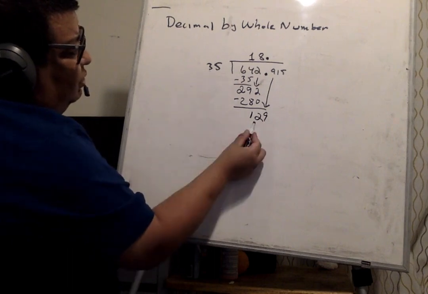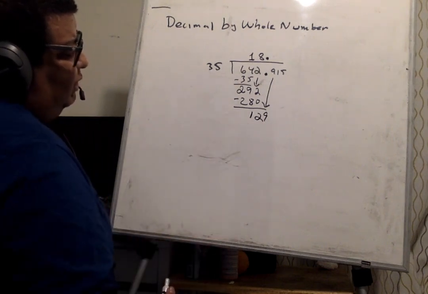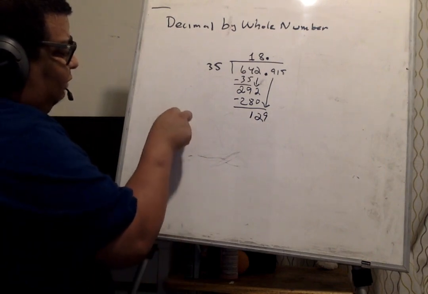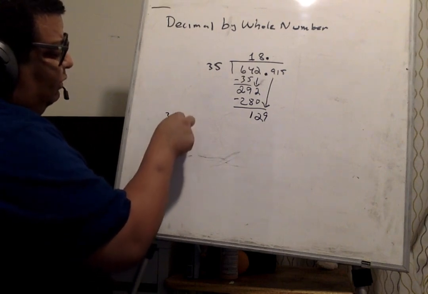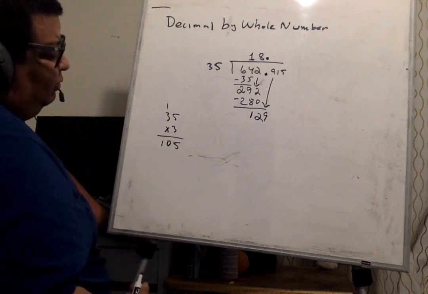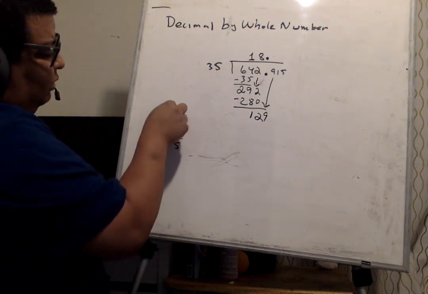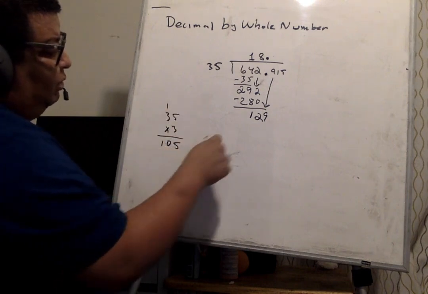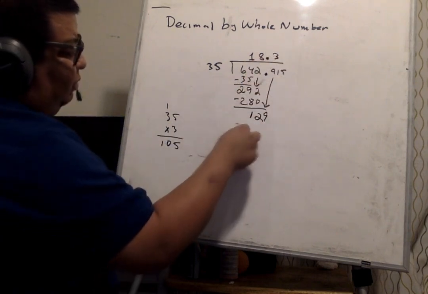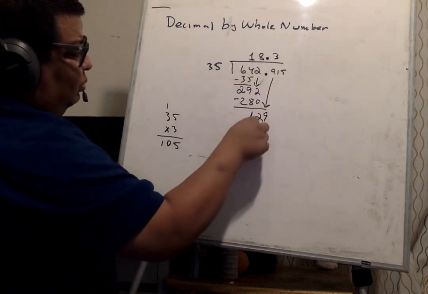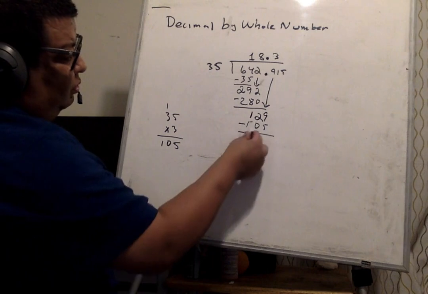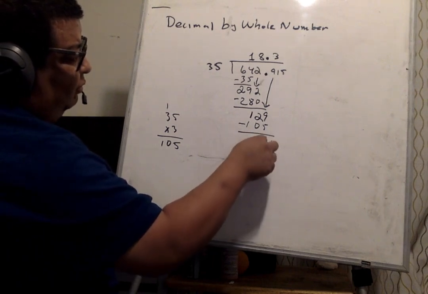How many times does 35 go into 129? Let's see. 70 has 2 35s, so let's try 3 times. 35 times 3: 5 times 3 is 15, carry 1. 3 times 3 is 9, plus 1, that's 105. So let's put a 3 here. 35 times 3 is 105, and we subtract. That would be 24.